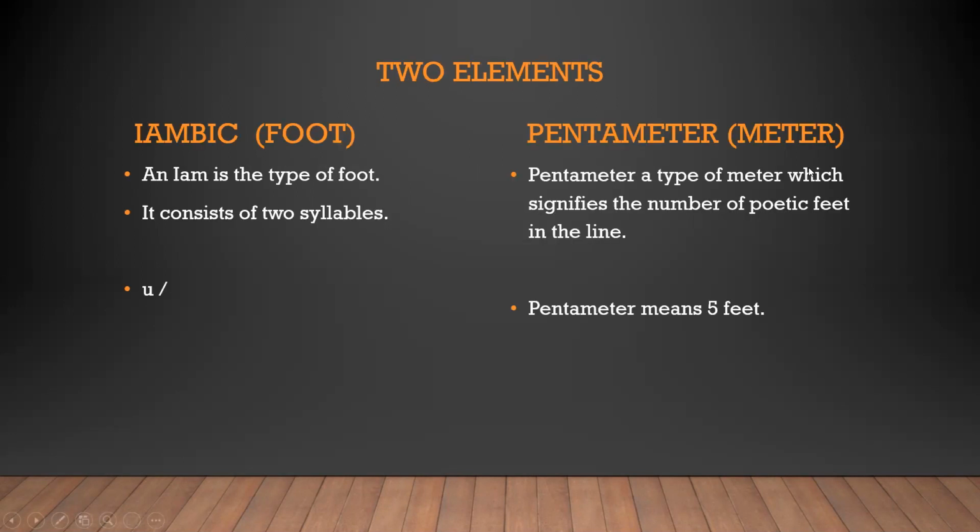You can see that when it comes to iambic pentameter, there are 2 main elements: the iambic part, or the iamb, the foot, and the pentameter, the meter. An iamb is the type of foot which consists of 2 syllables, like we just said, an unstressed syllable followed by a stressed syllable. And pentameter is the type of meter which signifies the number of poetic feet in the line. Pentameter specifically means 5 feet. So iambic pentameter is basically 5 feet of iambs, and since the iambs are 2 syllables each, it's 10 syllables total. Once you can see that there are only 2 main parts to poetic meter, it's pretty easy to figure out what's what.